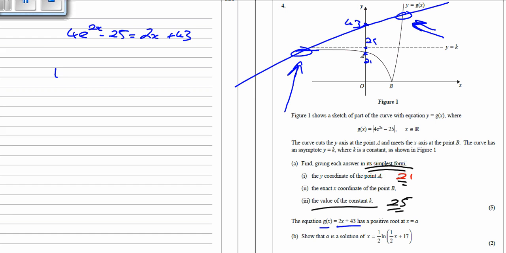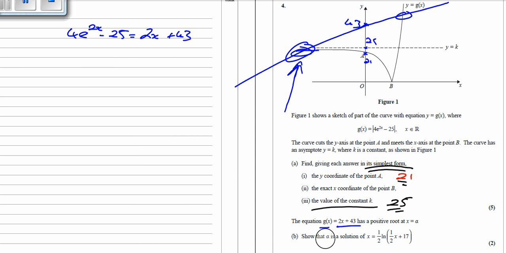So the way we solve a modulus is we just times everything inside the modulus brackets by minus 1. So that would be minus 4e to the 2x plus 25 equals 2x plus 43. But because we aren't looking for the one that's been bounced up from the modulus, we're looking at the one where the modulus hasn't had any effect, this one over there, we don't need to worry about that.